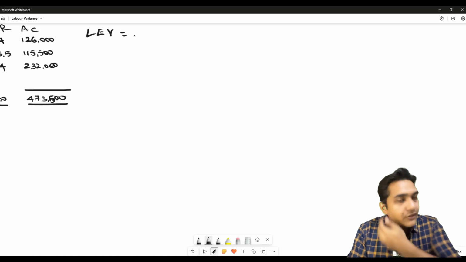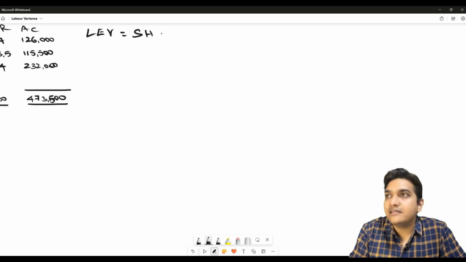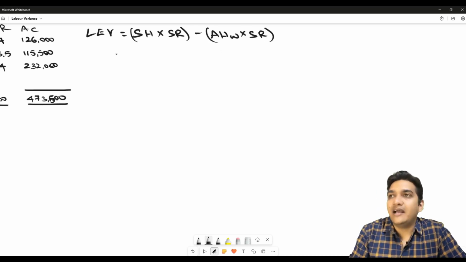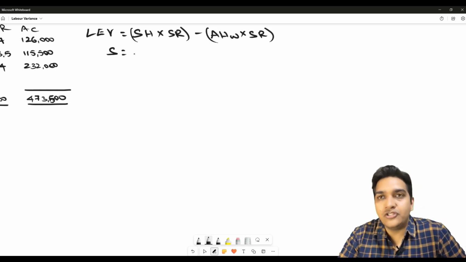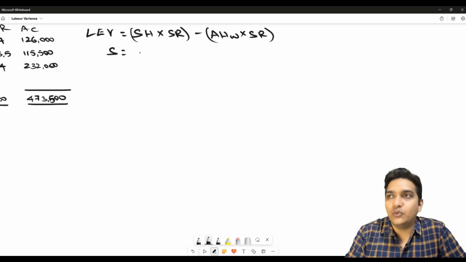What is the formula to calculate labor efficiency variance? Standard hours into standard rate minus actual hours worked into standard rate. Remember, actual hours worked. Since we have the idle time given in the problem, we are computing actual hours paid and actual hours worked. So here in labor efficiency, we will take actual hours worked.